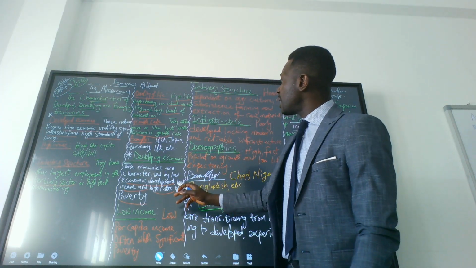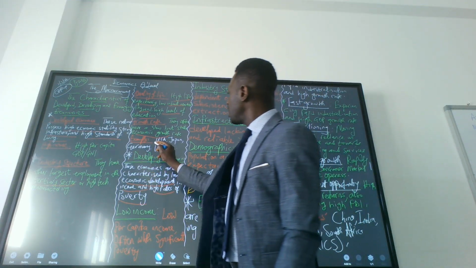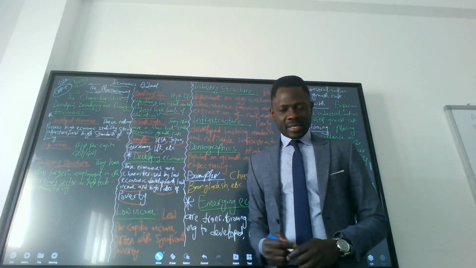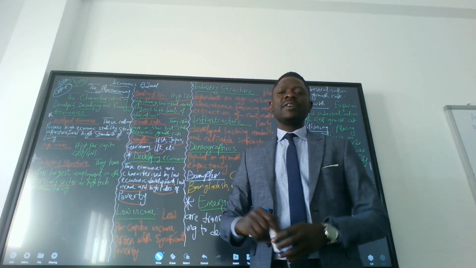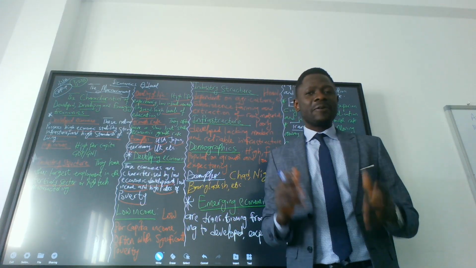But before I go into the examples of countries that are developing, let me really talk about the developed ones. We have the USA, we have Japan, we have Germany, we have UK, and the rest, Belgium, Sweden. These are developed economies. For developing economies, what are their features?